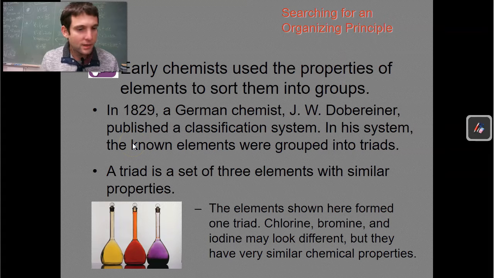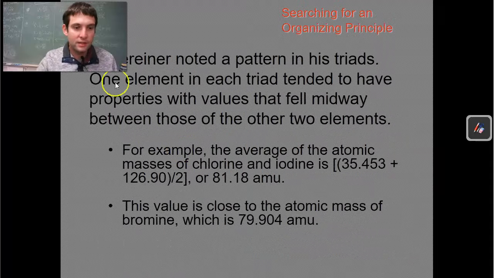Let's look at that. In 1829, a German chemist, J.W. Dobereiner, published a classification system. In his system, the known elements were grouped into triads. Triads, tri means 3. A triad is a set of 3 elements with similar properties. The elements shown here formed one triad. Chlorine, bromine, and iodine may look different, but they have similar chemical properties.